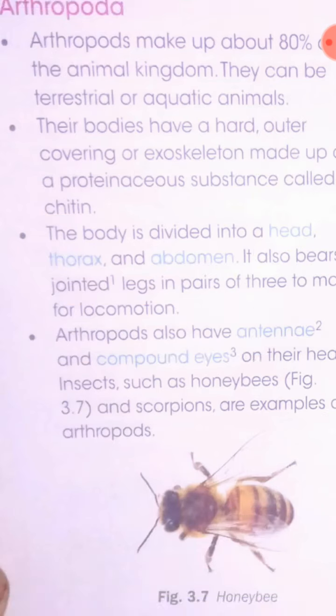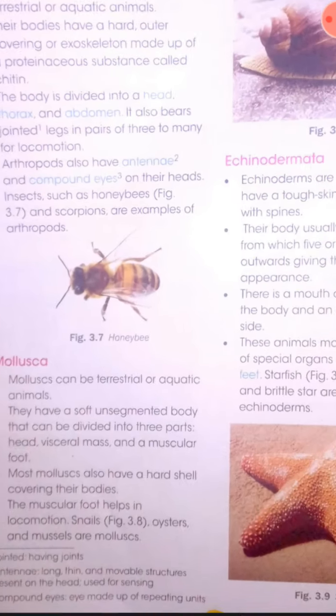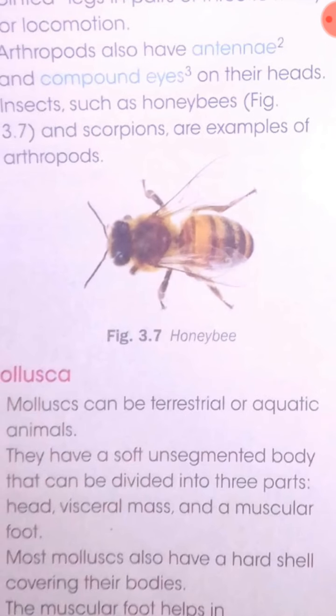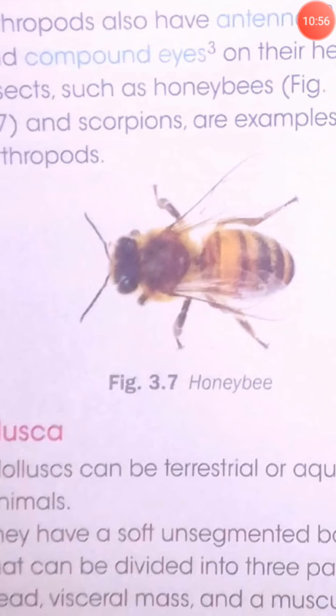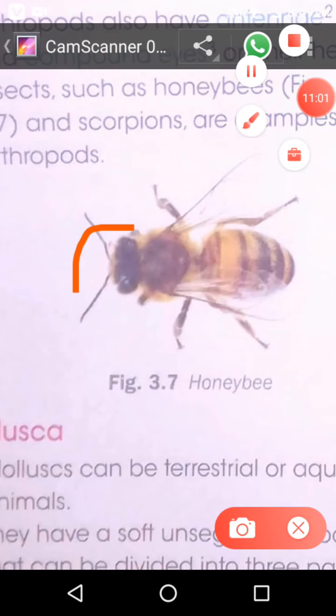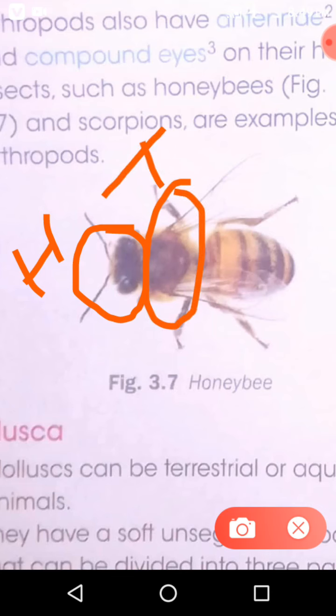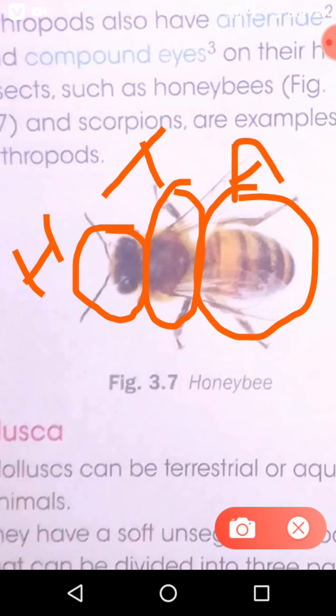Arthropods have antennae and compound eyes on their head, such as the honeybee. Now, look at that diagram. That is the diagram of a honeybee. Here I am telling you how the body is divided into 3 parts: first part, head, then thorax, then abdomen. In that manner, the body is divided into 3 parts.